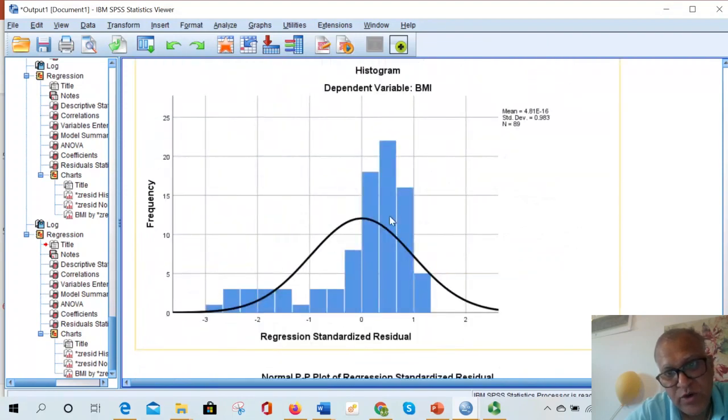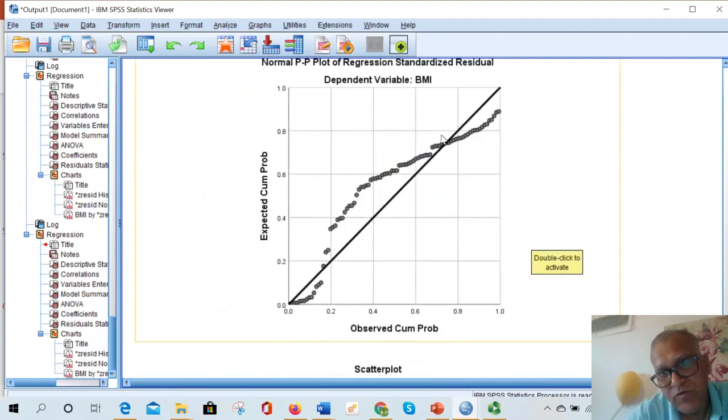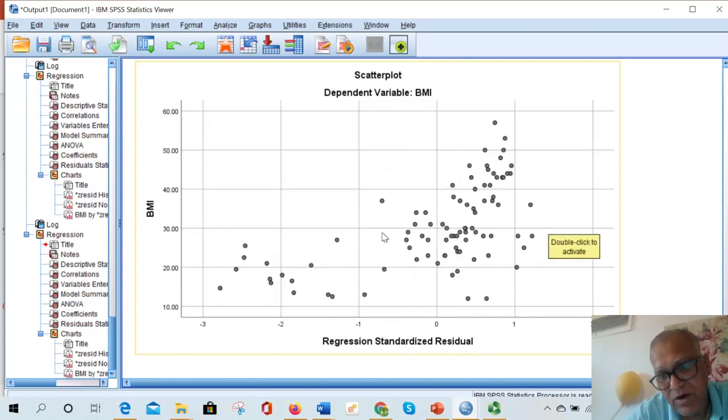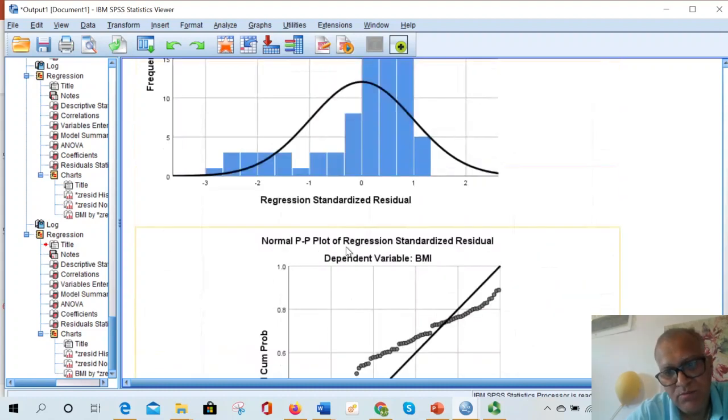Okay, and these are charts showing the final model. Of course it should not be normally distributed, so it's fine. They should not fall on the straight line, so our results are workable results. And then there's no pattern in the scatter plot, so our regression model was a strong regression model.